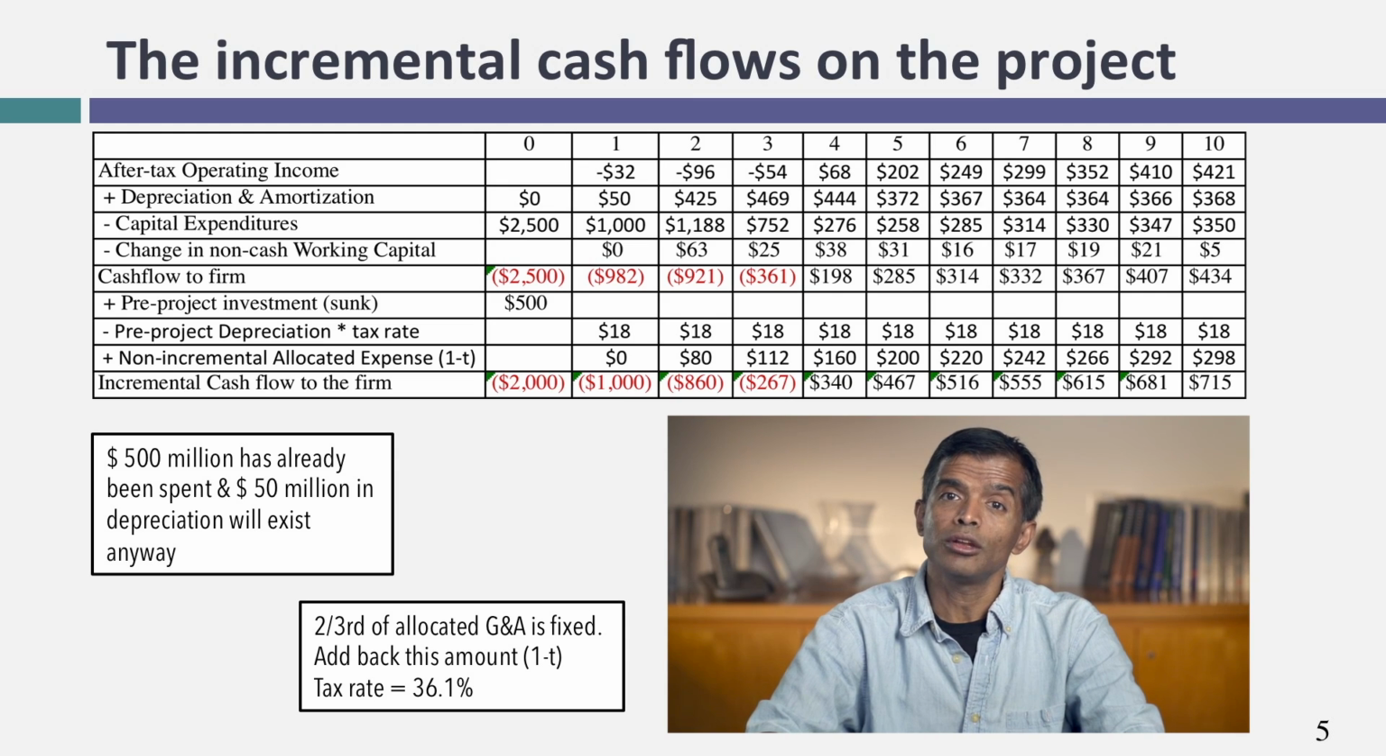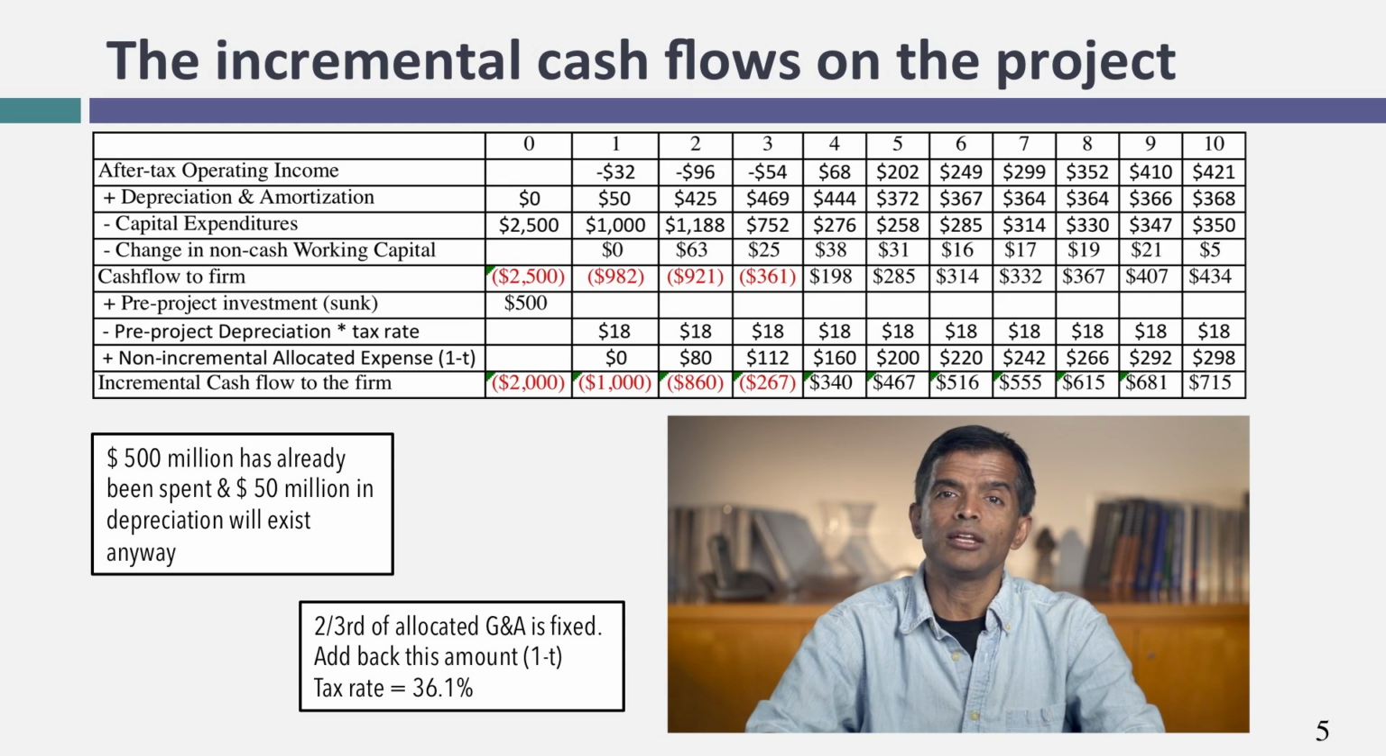Think about the $500 million you've already spent. What will happen if you take this investment? You've spent $500 million. What will happen if you don't take this investment? You've spent $500 million. This particular investment has no effect on that sunk cost. That's why we treat it as a sunk cost. We take it out of the process.